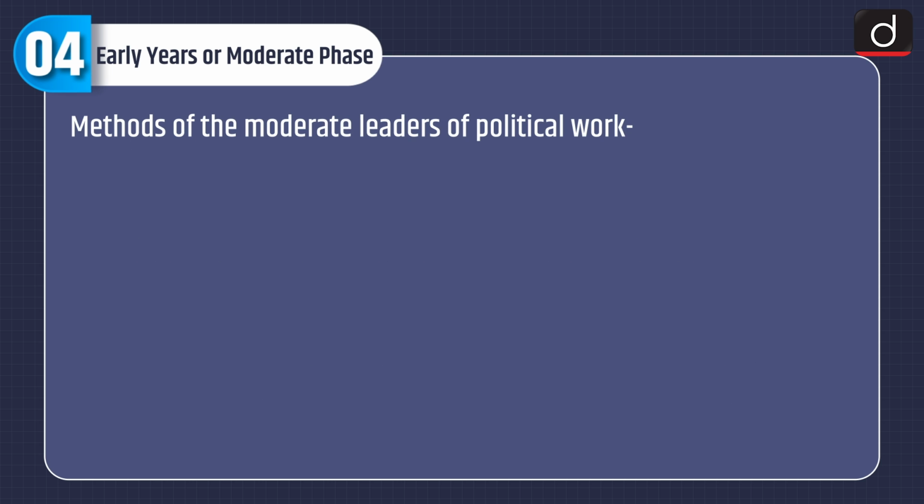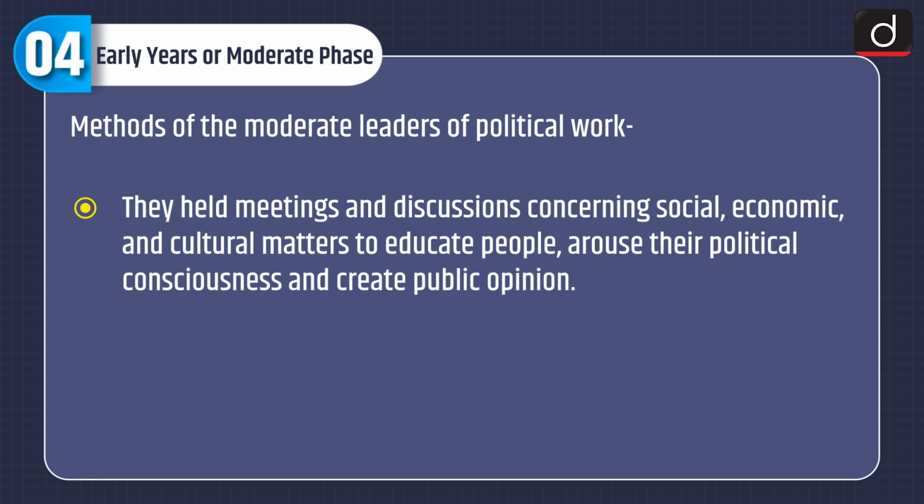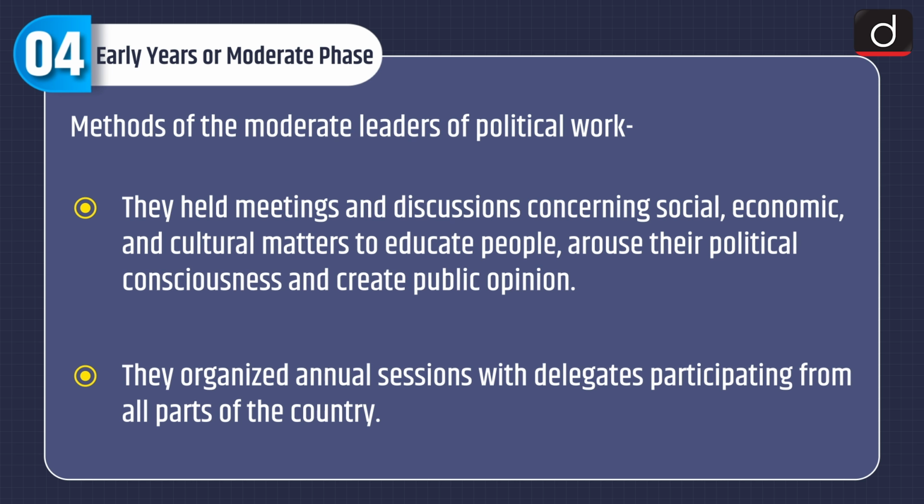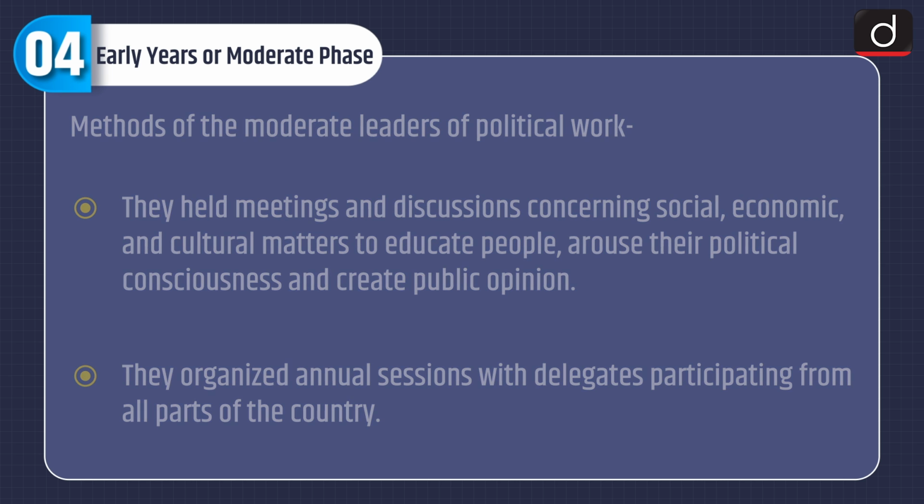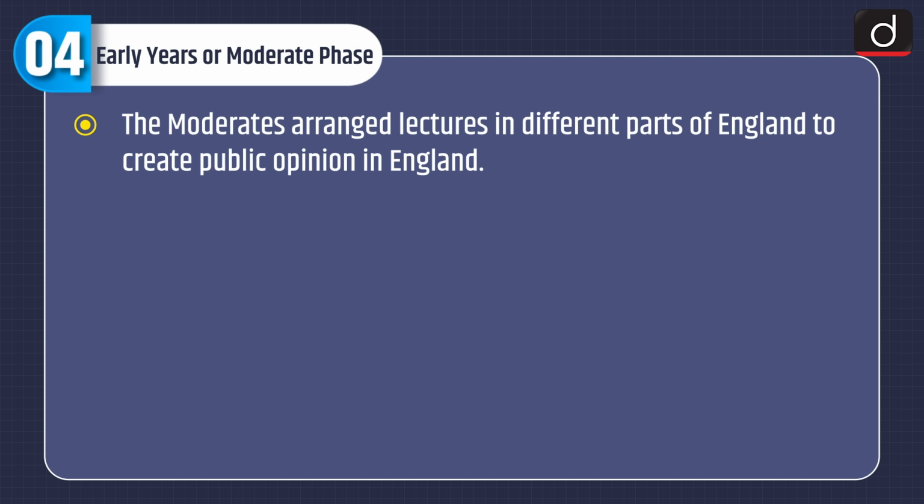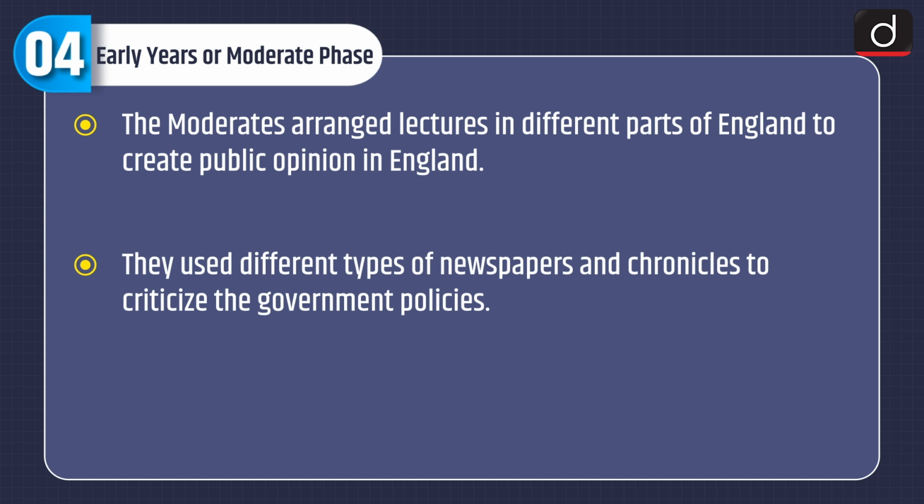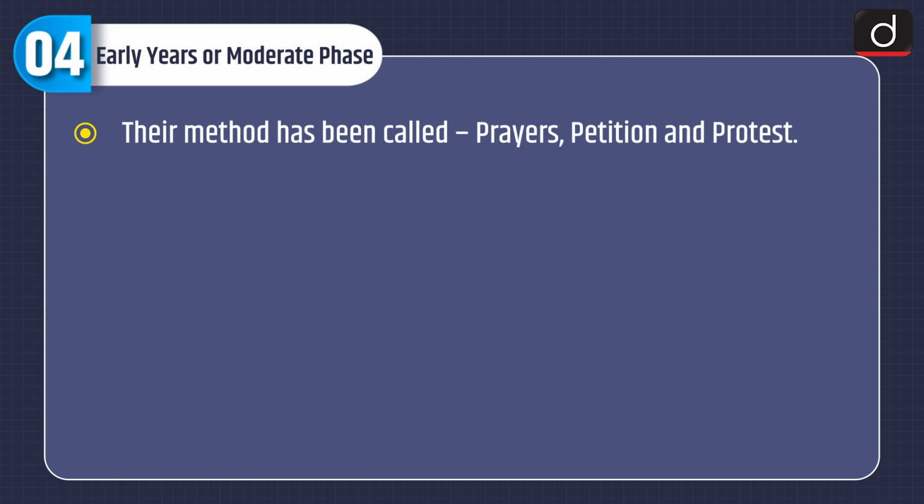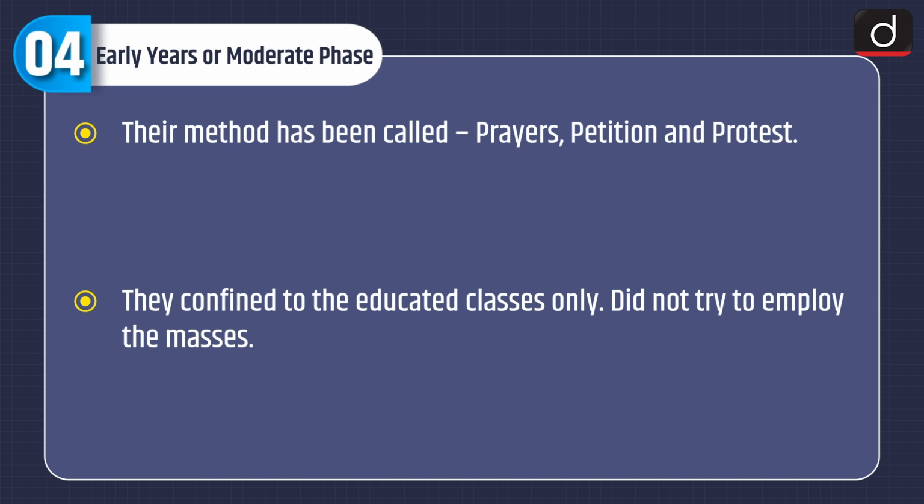Methods of the moderate leaders of political work. They held meetings and discussions concerning social, economic and cultural matters to educate people, arouse their political consciousness and create public opinion. They organized annual sessions with delegates participating from all parts of the country. The moderates arranged lectures in different parts of England to create public opinion in England. They used different types of newspapers and chronicles to criticize the government policies. Their method has been called prayers, petition and protest. They confined to the educated classes only, did not try to involve the masses.